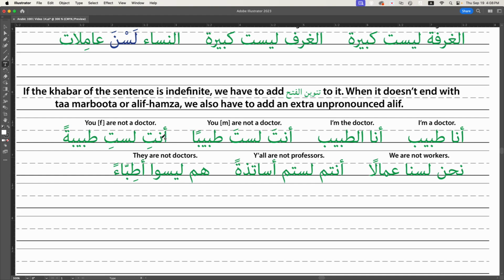So up here we have anti lesti tabibatan, and here we have antum lestum asatidhatan. Now again, in spoken Arabic, no one's going to add this ending. Hum leisu, again it looks like leiswa, but it's not, it's leisu. Otiba is the irregular plural of tabib. So otiba, and because it ends with alif hamza, we also don't add an extra alif here.